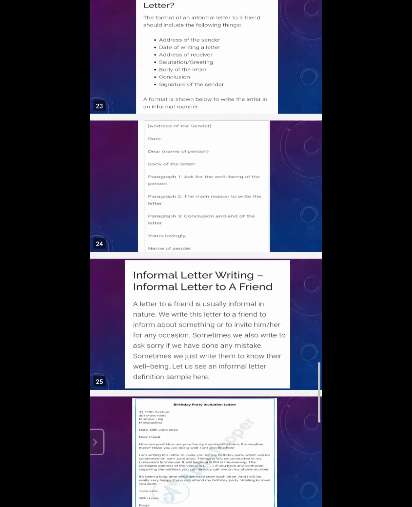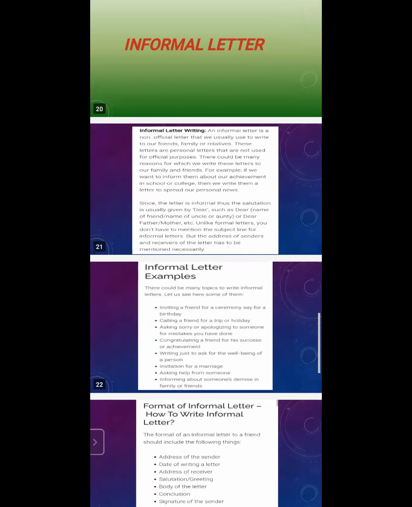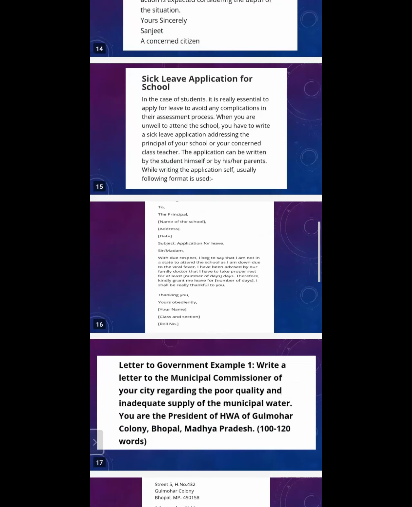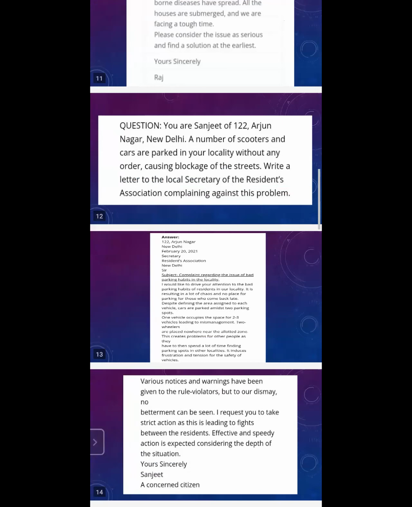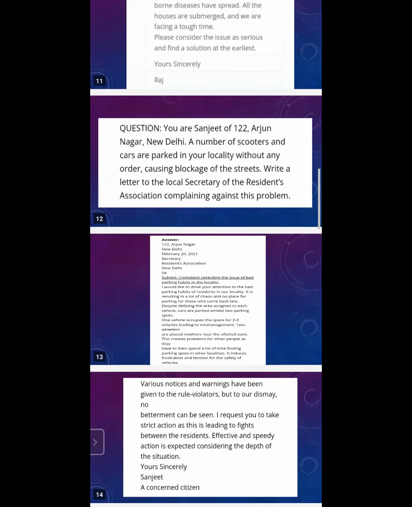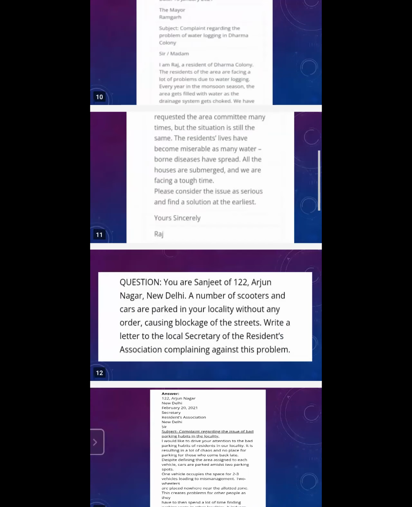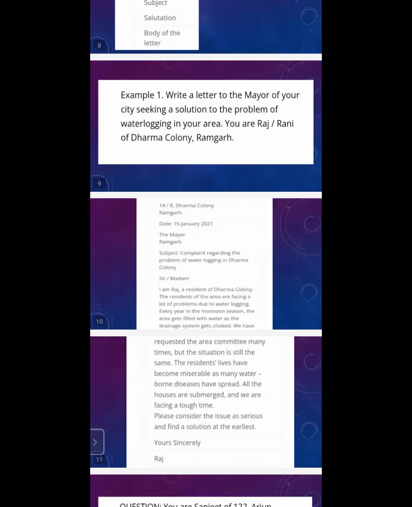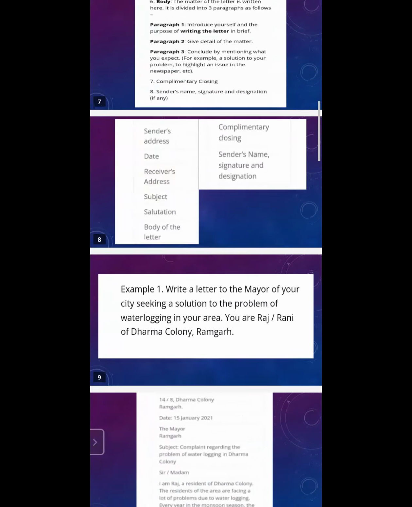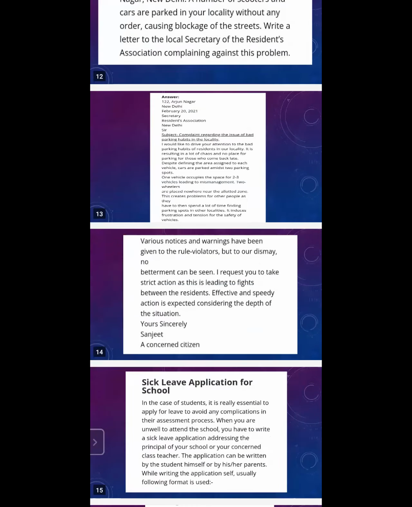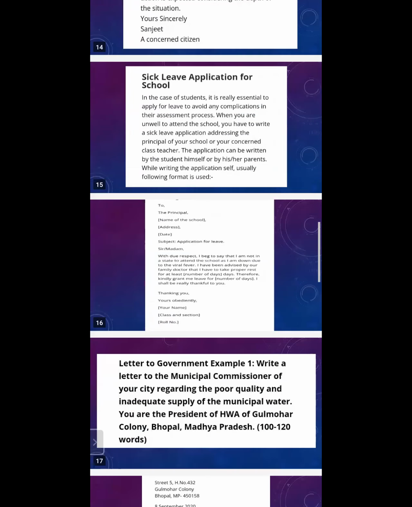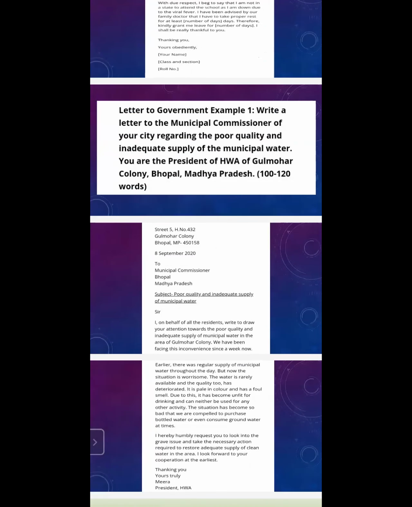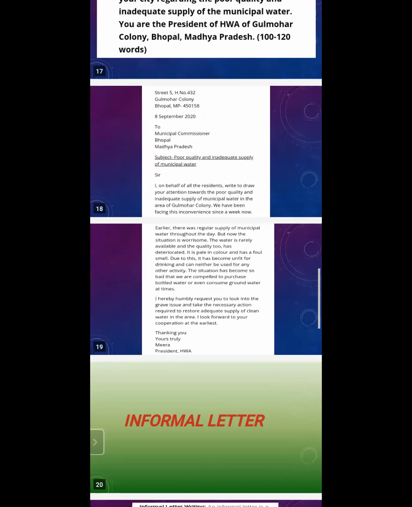So today we have discussed how to write a formal letter. Some examples we have discussed. First, we wrote a letter to the secretary of the residents' association because of the blockage of the streets. Then we wrote to the municipal commissioner, to the mayor of your city, about the waterlogging problem in the area. Then we saw the sick leave application for school. Then the letter to the municipal commissioner because of the poor quality and inadequate supply of municipal water.